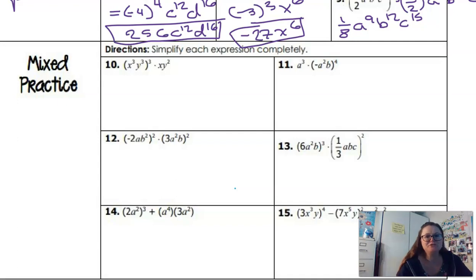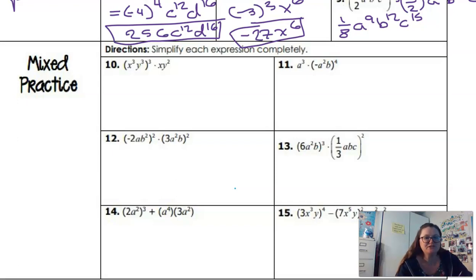All right, hopefully you finished practicing power to a power rule in Delta Math. So now you're going to do some practice. So we're going to practice using power to a power rule and the multiplication rule in the same problem, because ultimately what we're working up towards is being able to use all of our exponent rules, which there's like 5 of them, together in one problem.